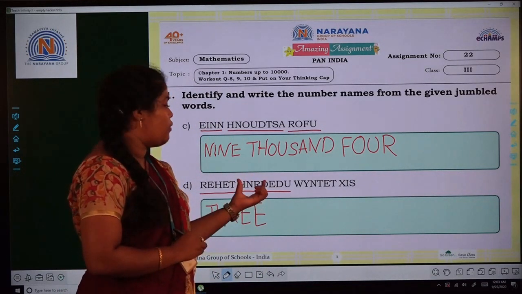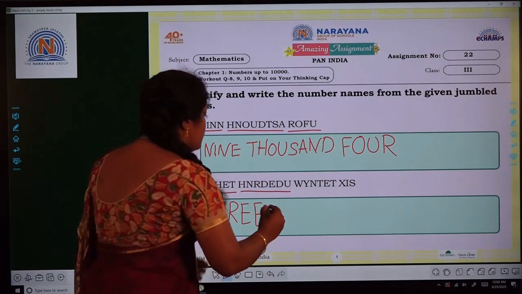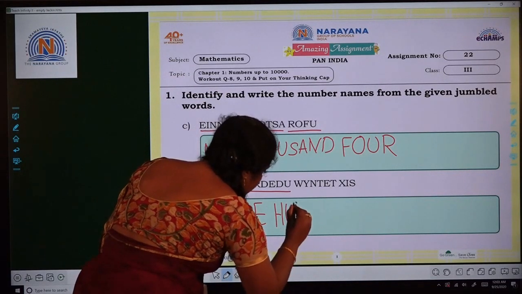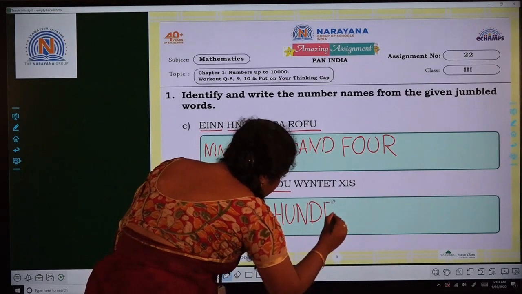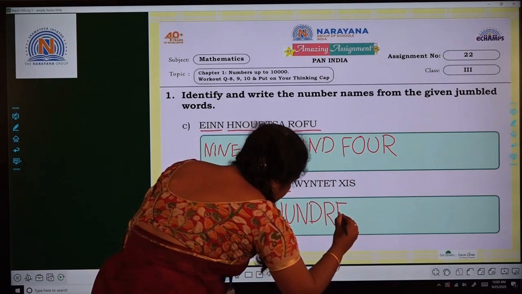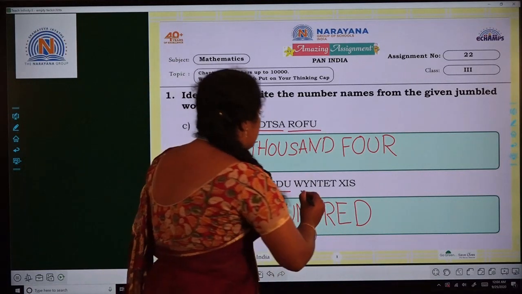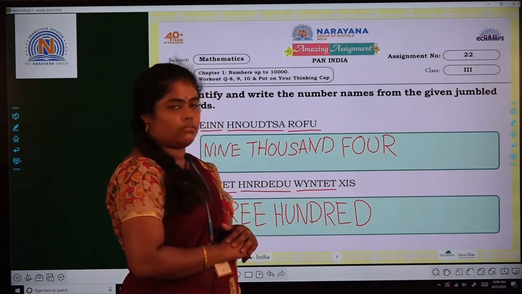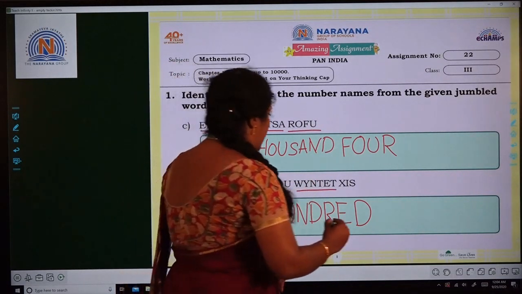H-N-D-R-D-E-D-U. We have to write by using these letters, spelling of 100. H-U-N-D-R-E-D. 100. Next, moving on to next jumbled word. What is that? W-Y-N-T-E-T. Is there any word with that letters? Yes, it is 20.